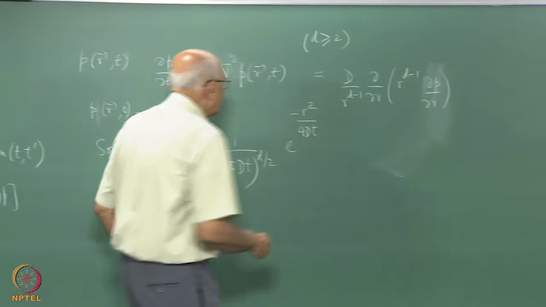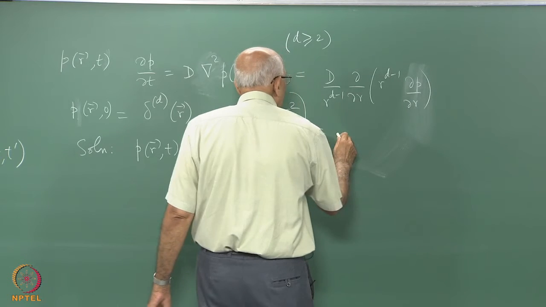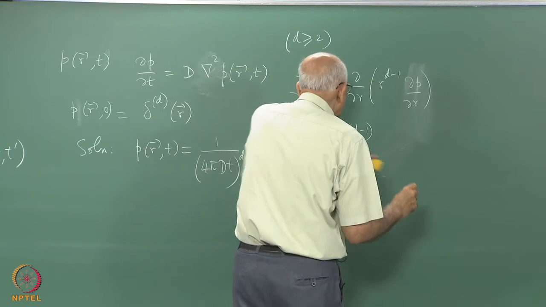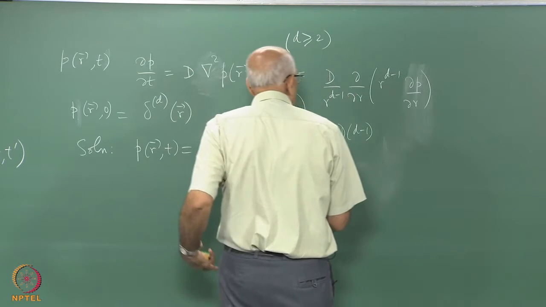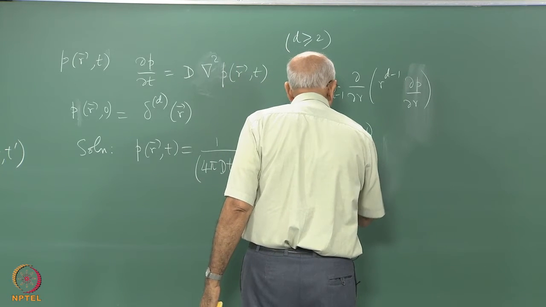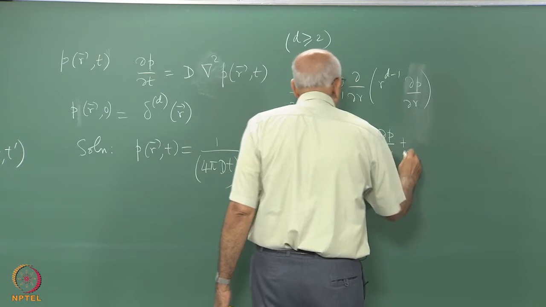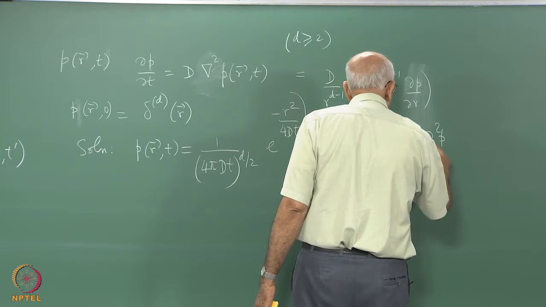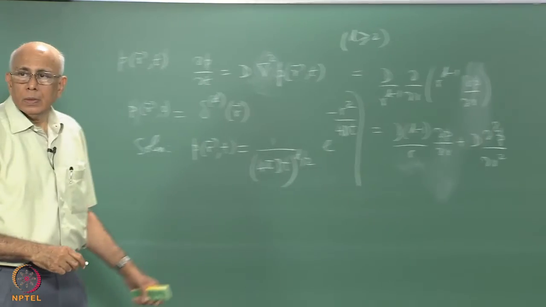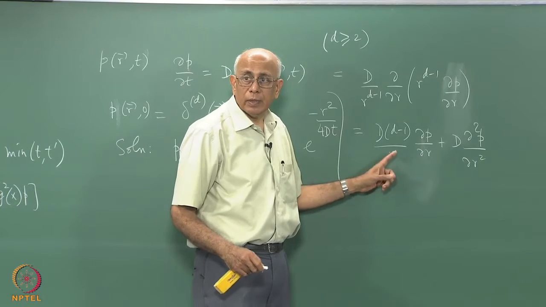And let's write that out. So this is equal to D times d minus 1, r to the d minus 2 over r to the d minus 1. So this over r, del p over del r, plus D times the second derivative. So you have a term which is not just the second derivative but also a first derivative term sitting here.